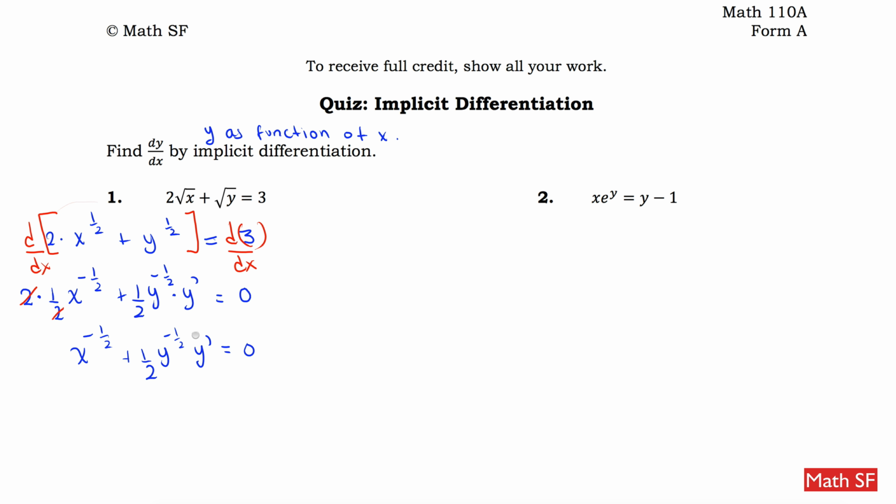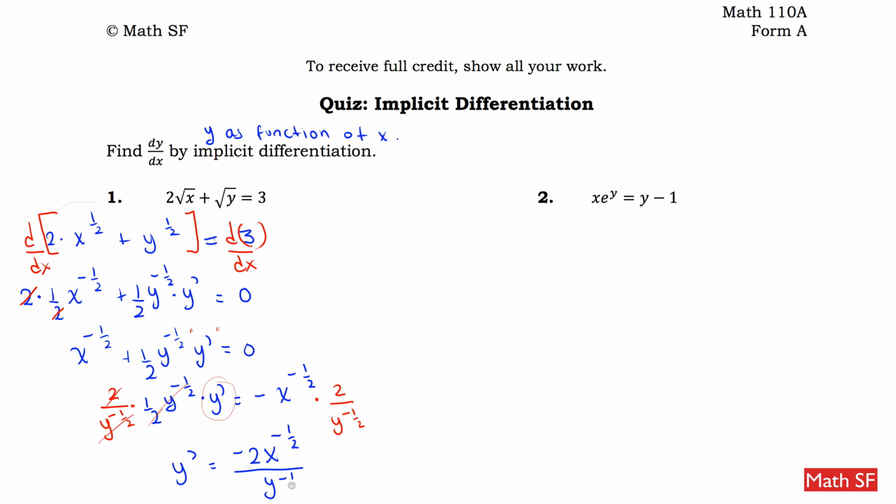We need to isolate this, we need to leave this by itself. So I'm going to subtract x to the negative 1/2 from each side. In other words, I will get 1/2 y to the negative 1/2 times y prime equal to negative x to the negative 1/2. Now multiplying each side by the reciprocal, 2 over y to the negative 1/2, this cancels out, and y prime is by itself, equal to negative 2x to the negative 1/2 over y to the negative 1/2.